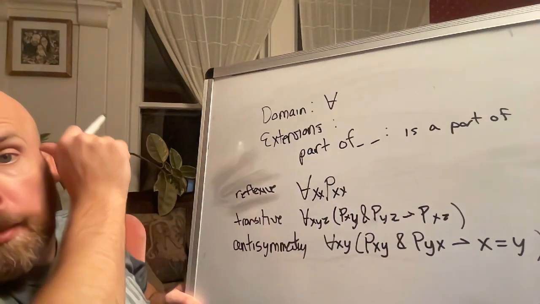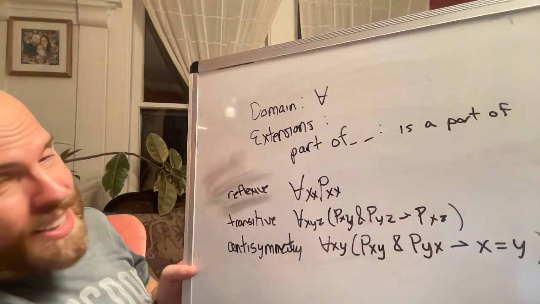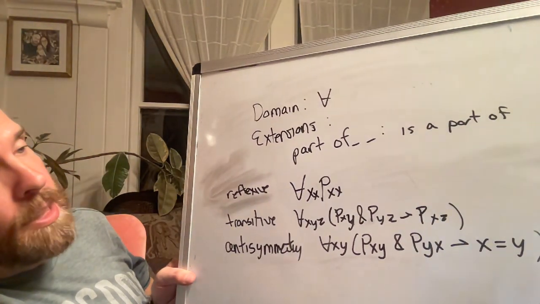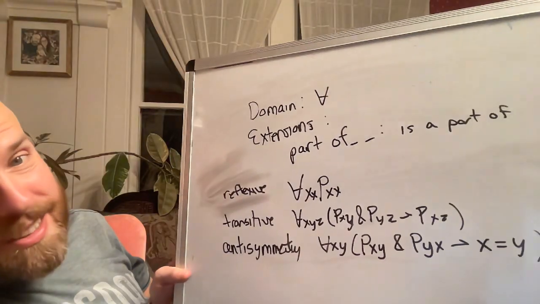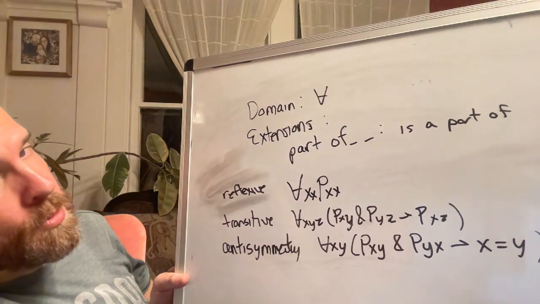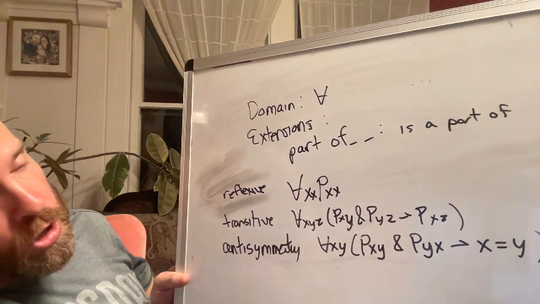Now, I think it's easy to motivate reflexivity. I gave you a little argument about building a John. Transitivity is pretty straightforward. My hand is part of my arm is part of John, so my hand is part of John. Antisymmetry, good luck. I've never seen a good example of antisymmetry. I don't even know what a good example would look like.